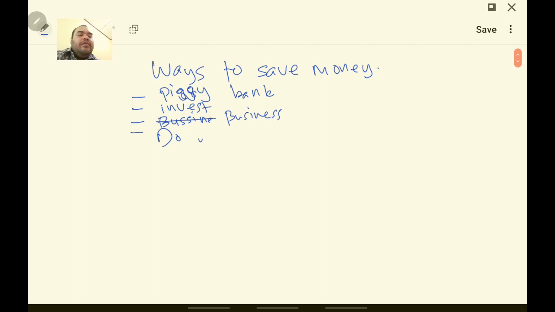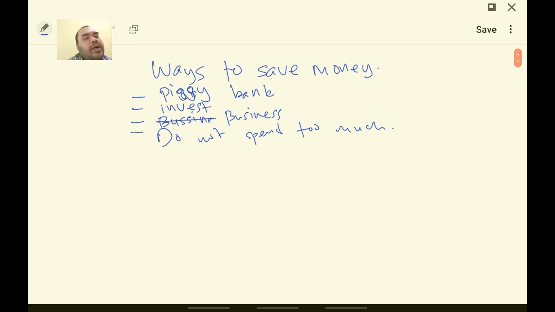Do not spend too much. So here, when you get your question, you are going to be assigned one of these options each. So person A would get piggy bank, person B would get invest, person C would get business, and person D will get do not spend too much.